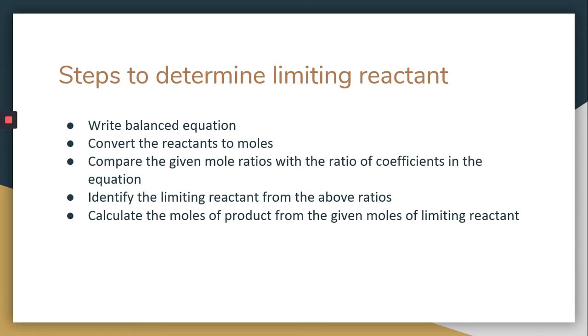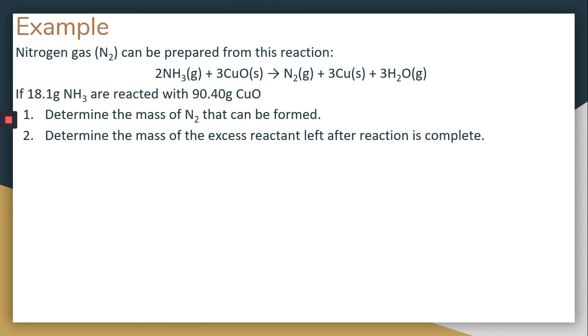Then you can use your limiting reactant to continue solving any of the other questions that might be associated with that problem. All right, so here's our example. We have 18.1 grams of NH3 reacting with 90.4 grams of copper oxide. Notice we have information about ammonia and we have information about copper 2 oxide. So we have 2 givens with reactants. So that's a limiting reactant problem.